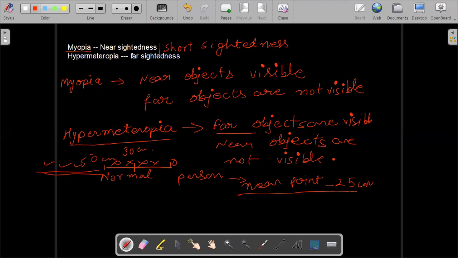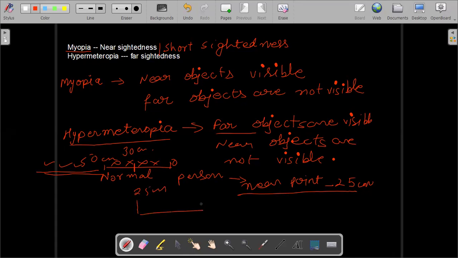Okay. In the same way, we have myopia. So myopia means short-sightedness or nearsightedness. In short-sightedness or nearsightedness, again, a person is able to see nearby objects. That means he can see the objects up to 25 centimeter. He can see the objects clearly at 25 centimeter.